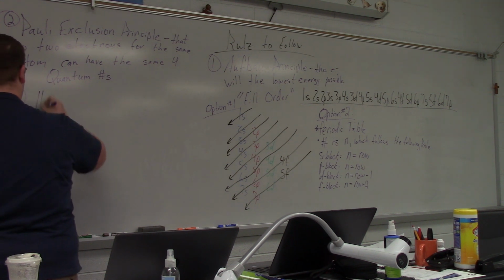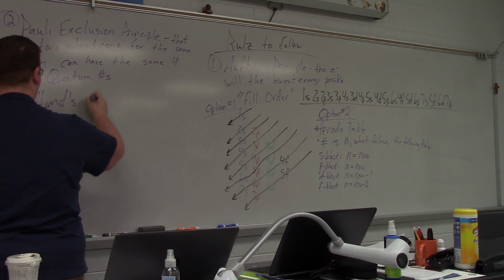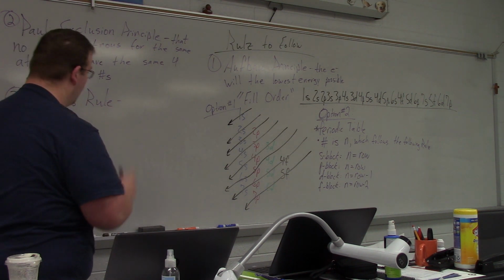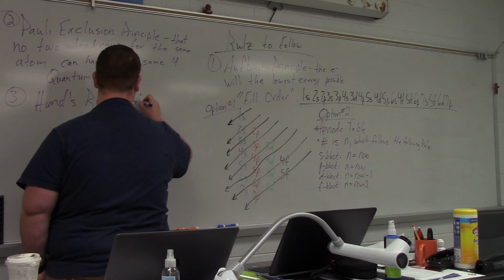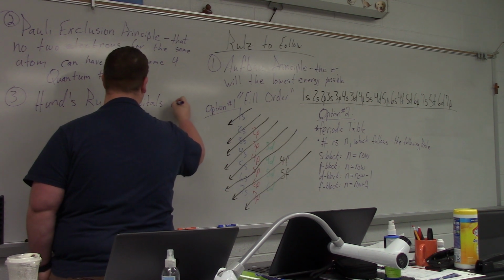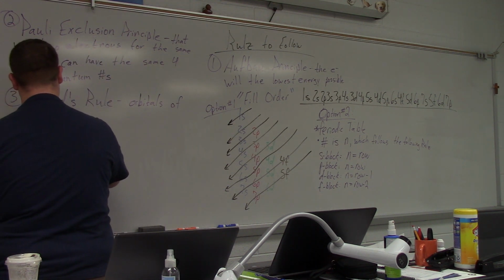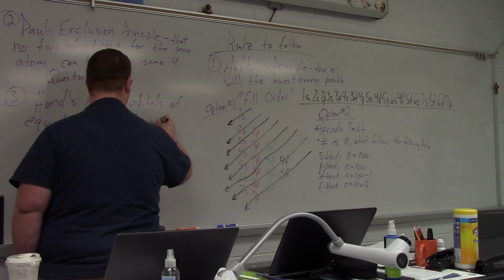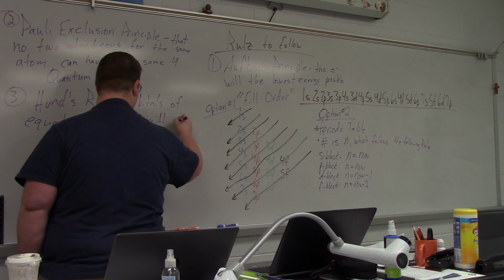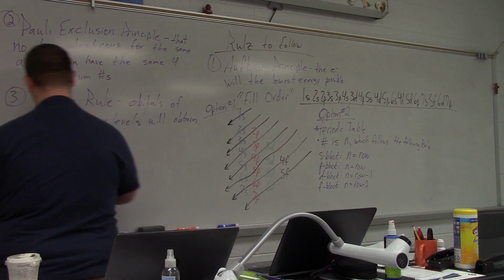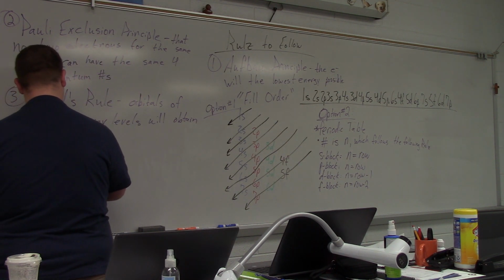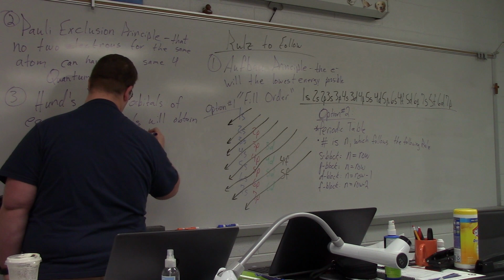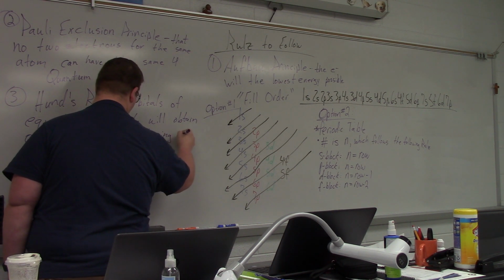Third rule. What is Pineville's zip code? Don't know. Here's what Hund's rule states. Orbitals of equal energy levels will each obtain one electron before obtaining a second. I don't know what orbitals mean.